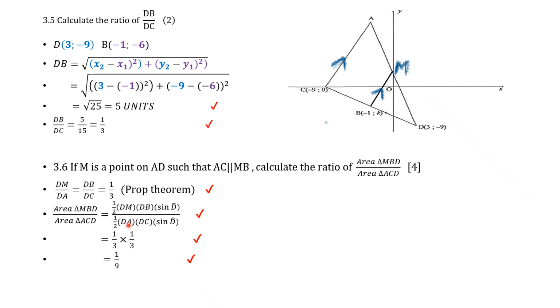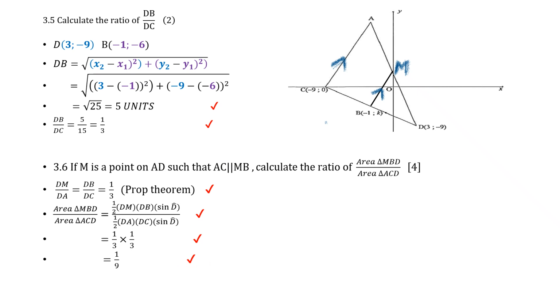TM over TA, there you can see is 1 over 3. TB over TC is 1 over 3. So 1 over 3 times 1 over 3. 1 times 1 is 1. 3 times 3 is 9. So 1 mark there for noting that the two are both equal to 1 over 3. 1 mark for correct use of the area rule. I almost went half base times height, just to realize later on it's sine. And there, understanding that they both equal 1 over 3. And then 1 mark for 1 over 9.